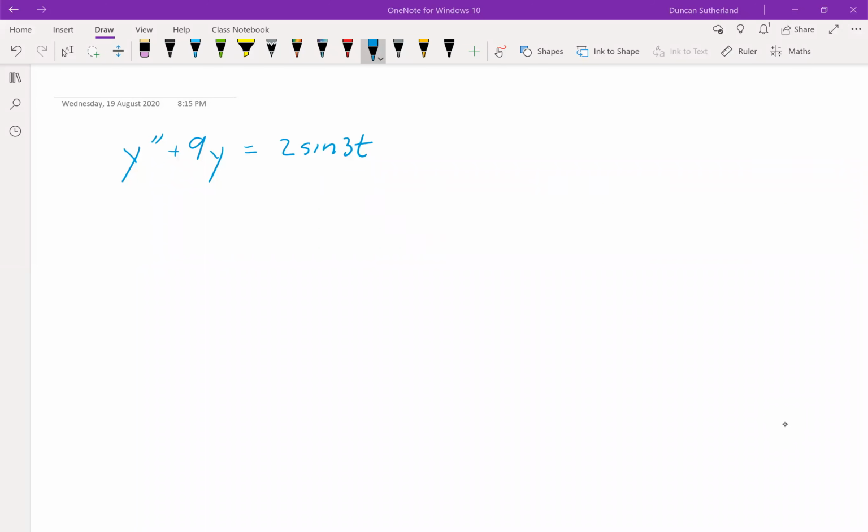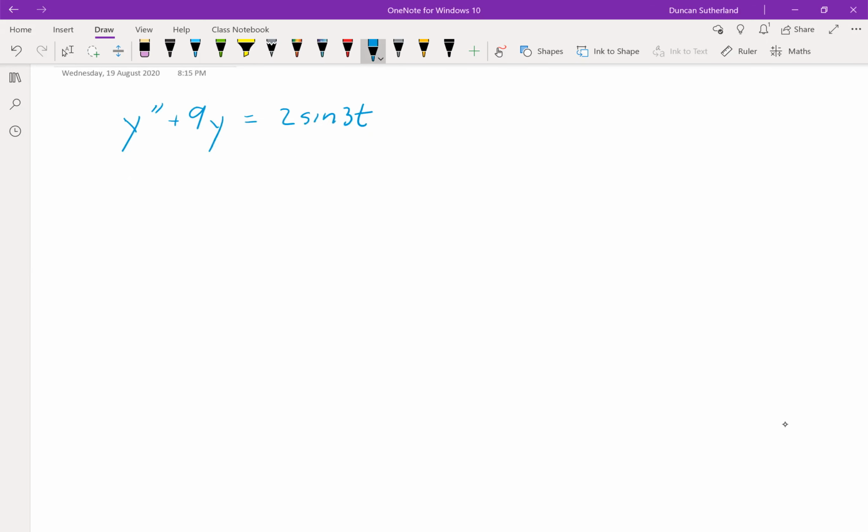Alrighty, let's take a crack at this problem. It's a second order ODE. It's got a non-driving term, and this will actually lead to a resonance case. So we've learned how to do some undetermined coefficients.